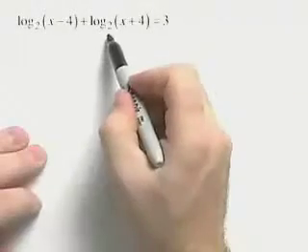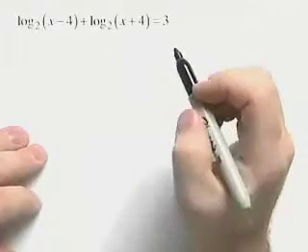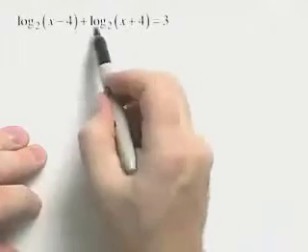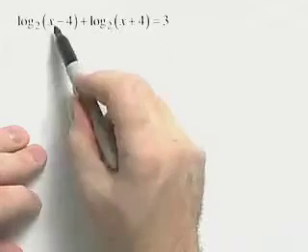For this problem, we're going to solve a logarithmic equation. Here we have log base 2 of (x minus 4) plus log base 2 of (x plus 4) is equal to 3. I'm going to solve this for x. We have these two logs on the same side with the same base, so we can use our rules for logarithms to combine these together.